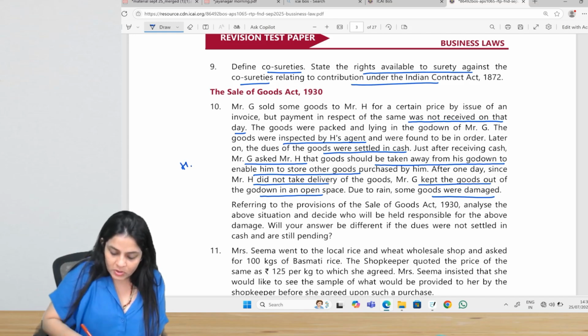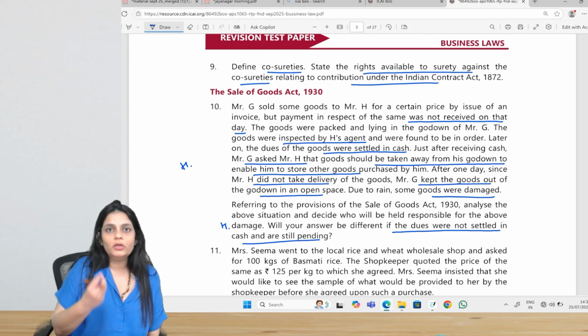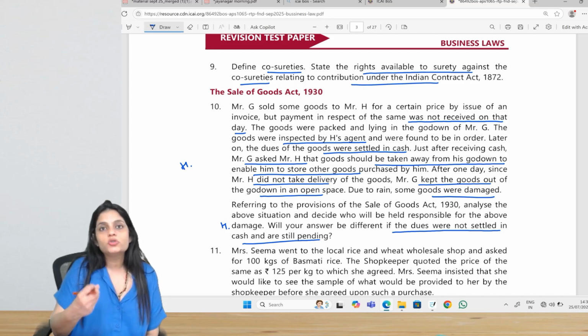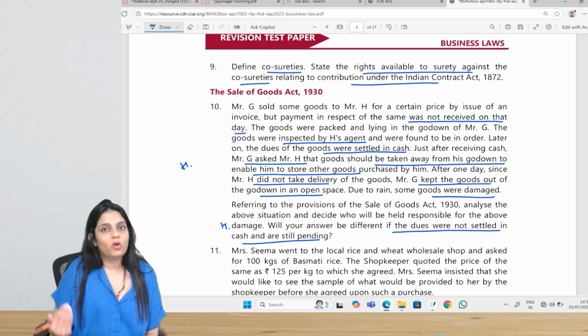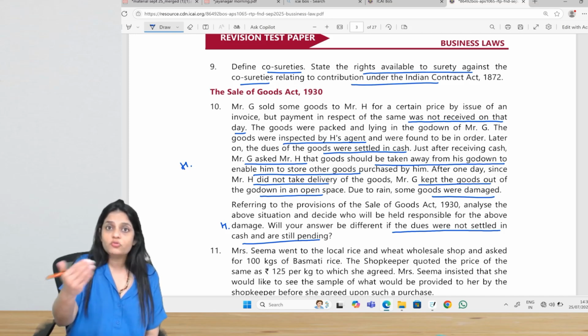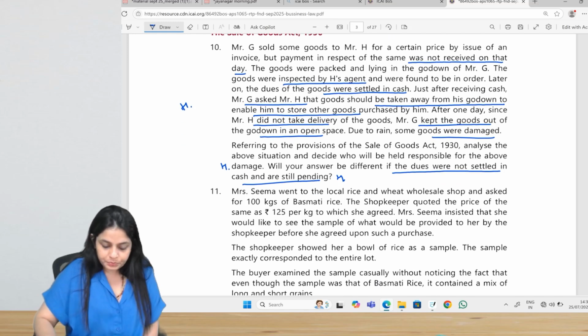So, who will be held responsible for the above damage? H. Will your answer be different if the dues were not settled in cash and still pending? Doesn't matter. Even if the dues are not settled in cash, it is H who is the owner of the goods, right? And second, it was because of H's fault that the goods were not taken. G was ready to give the delivery, H was not in a position to take. So, it is still H who will bear the loss.